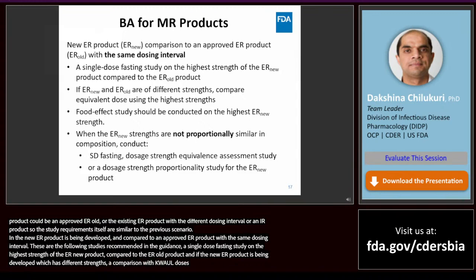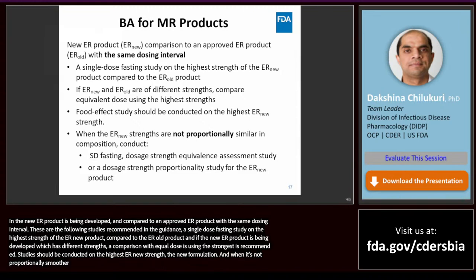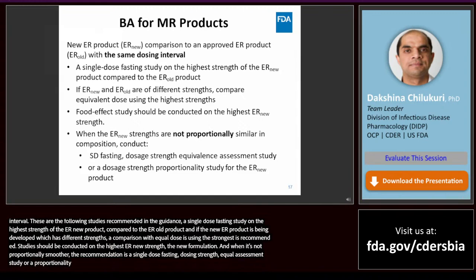And as in the other 2 scenarios, food effect study should be conducted on the highest ER new strength, the new formulation. And when the ER new strengths are not proportionally similar in composition, the recommendation is to conduct a single dose fasting dosage strength equivalence assessment study or a dosage strength proportionality study for the ER new product.